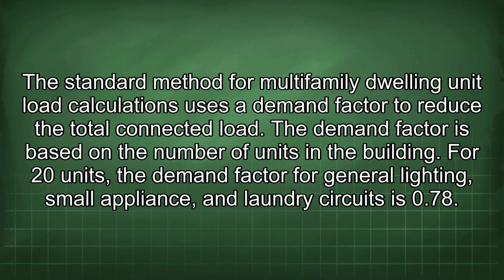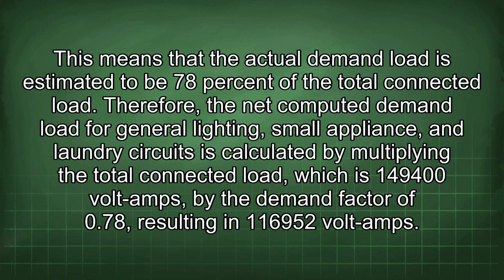The standard method for multifamily dwelling unit load calculations uses a demand factor to reduce the total connected load. The demand factor is based on the number of units in the building. For 20 units, the demand factor for general lighting, small appliance, and laundry circuits is 0.78. This means that the actual demand load is estimated to be 78% of the total connected load.